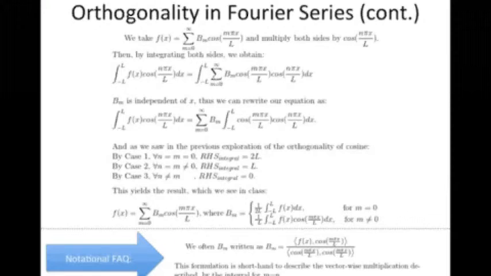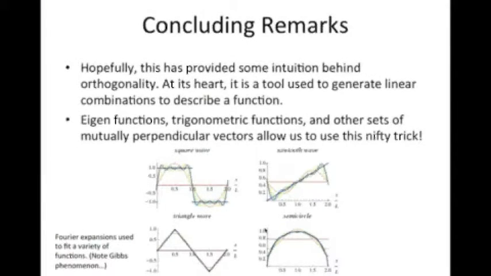And just a notational, frequently asked question: we often write b sub m as this kind of scalar multiplication or dot product of f of x and cosine, divided by effectively cosine squared. And that comes directly from equation 3 right here, where we've pulled out this b sub m, and we can just divide the right-hand side integral to the left, and it yields this exact same result. So, concluding remarks, hopefully that's given you some additional intuition on orthogonality.